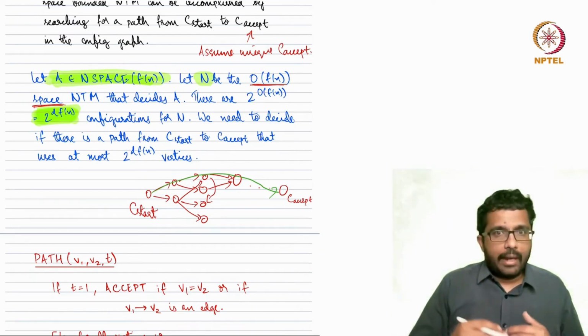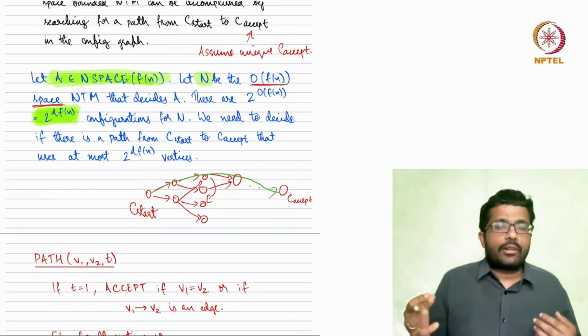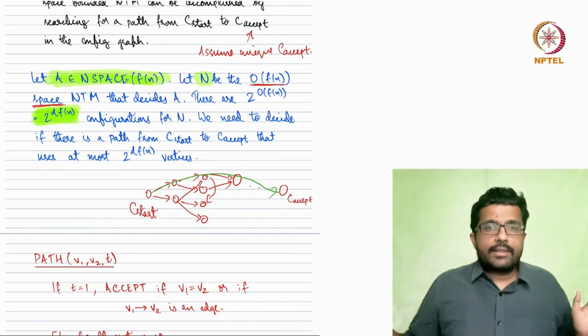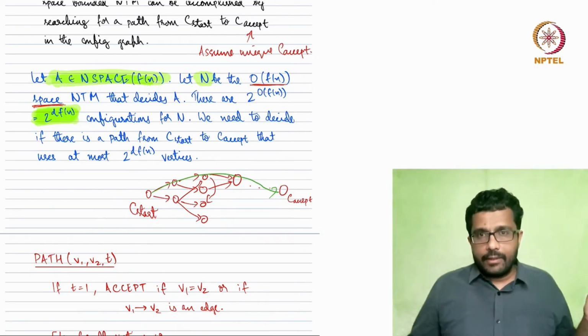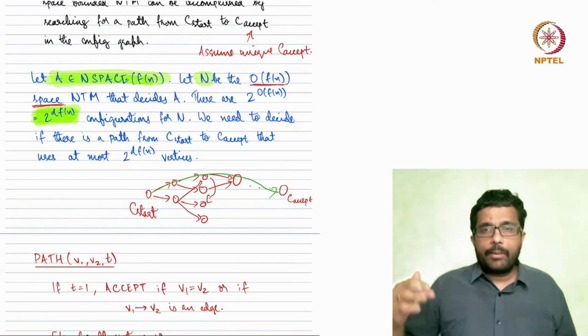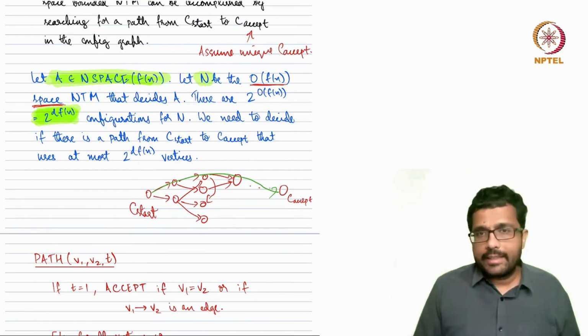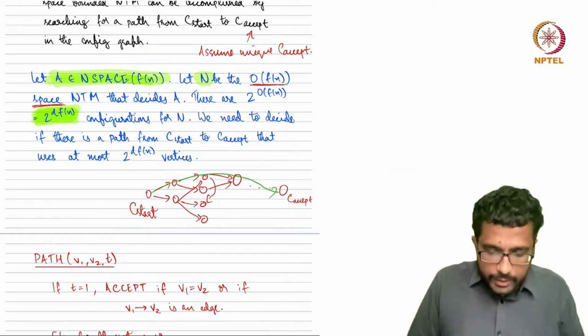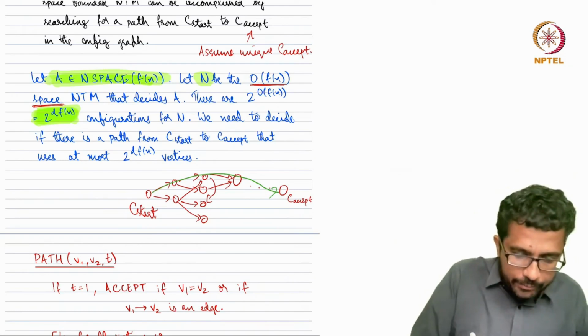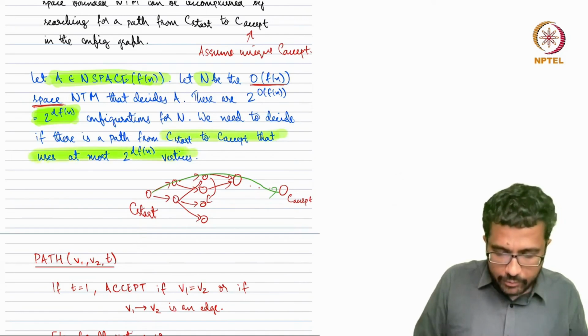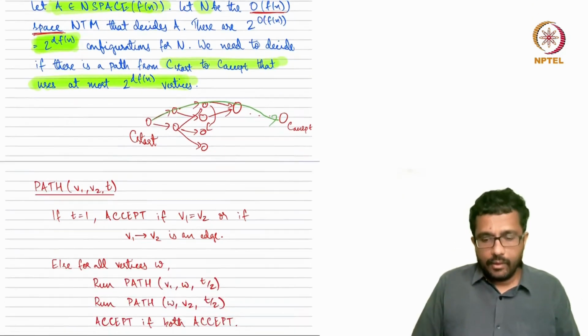So if you have a graph with 10 vertices or 100 vertices, the farthest apart 2 vertices can be is a length of 100. You can have a path from A to B of length 100, but not more than 100, because the total number of vertices itself is 100. So we just need to check whether there is a path from c start to c accept that uses at most 2 power d fn vertices.